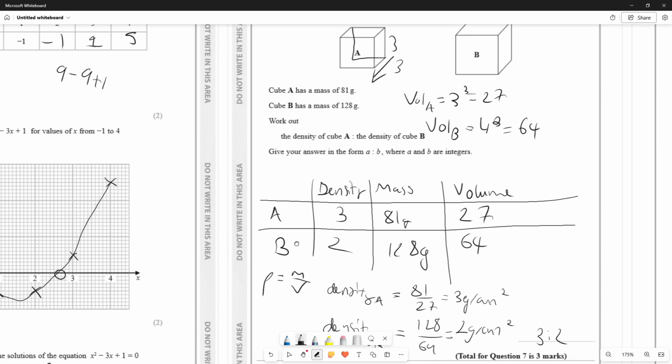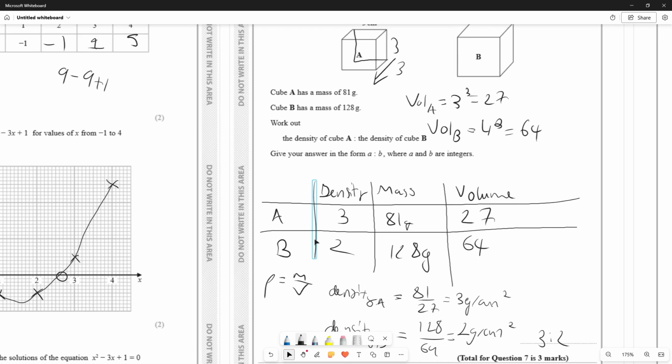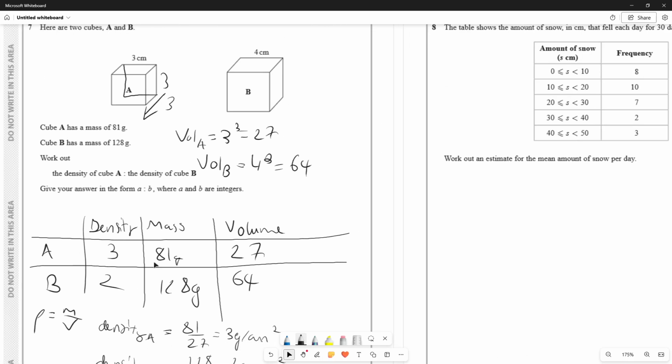There you go. So with these questions, if you have multiple parts and they have density, mass, volume, pressure, force, or area, speed, distance, or time, please draw out a little table like this and just start filling things in with what you know and any formulas you're given.